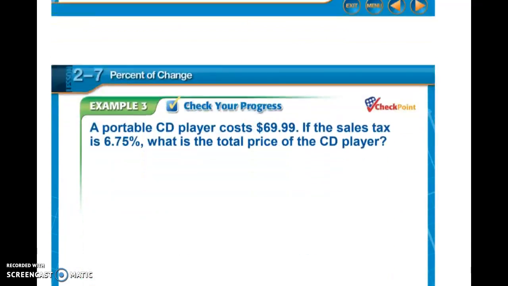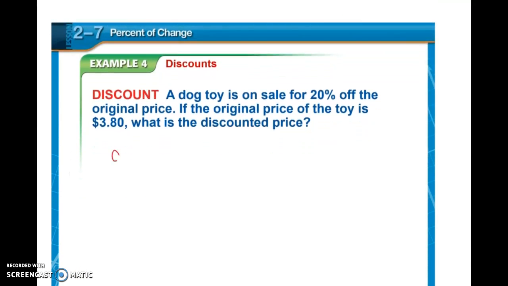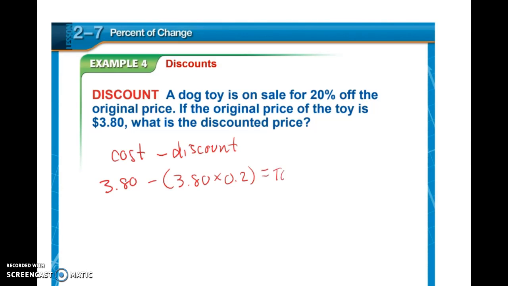If you had to figure out discount on these, discount's going to be the cost minus the discount. So you're going to do the same thing, but you're going to start with 380 and you're going to subtract from this 380 times 0.2, and that will equal a total cost. So this portion is a discount. You can do these separately or you can do it together.